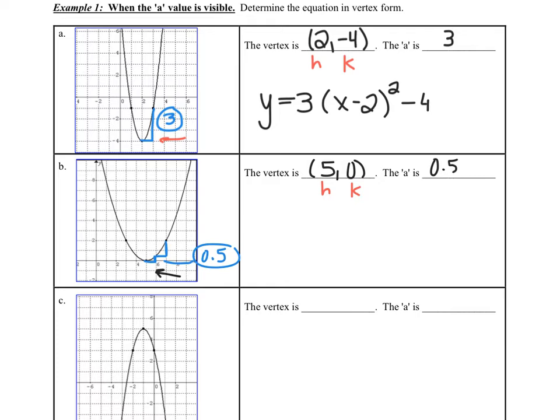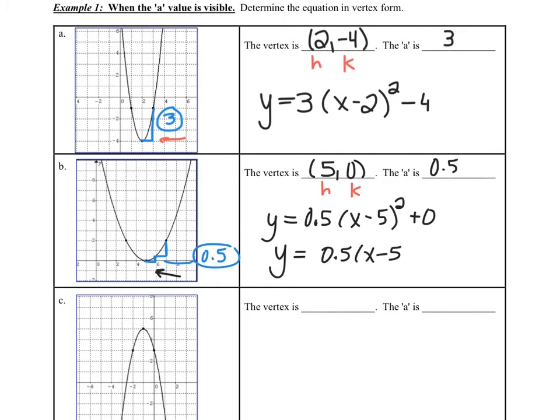And now it's all about plugging it into the formula. A is 0.5. Then I do x minus the h value, so x minus 5, all squared. If I want to write plus 0, I can. If I just want to keep it a little more simplified, that works as well too. And the second one is the one I would prefer. But adding the 0 just to visualize it, not a big deal, not a problem at all.